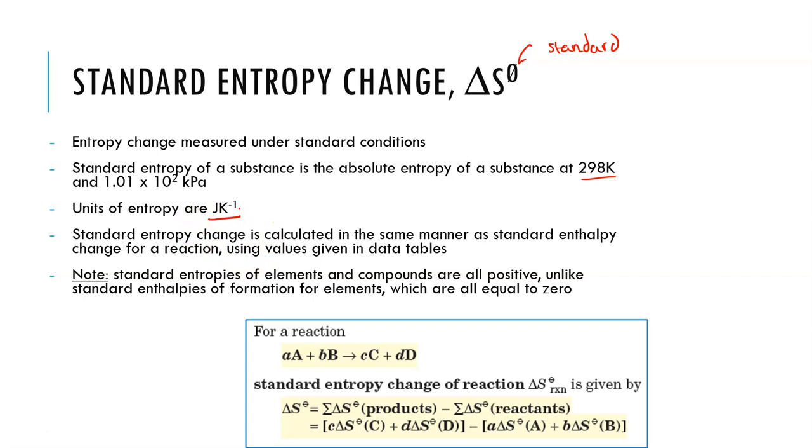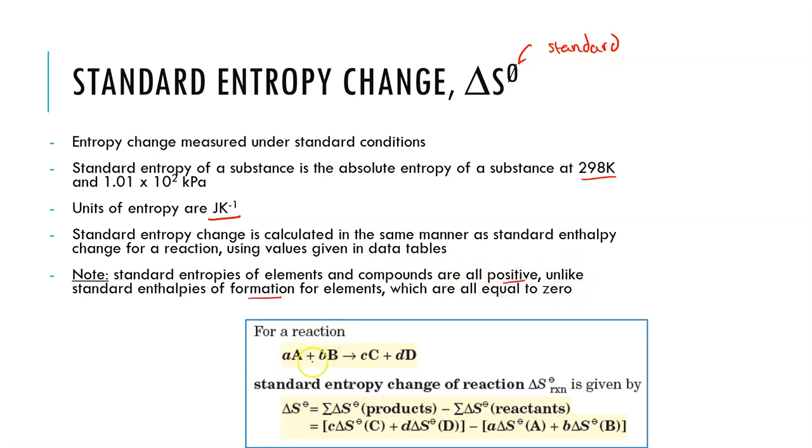Remembering that a lot of times we're going to be dealing with gases, so we want to have our temperature in Kelvin. The entropy change is calculated in the same manner as enthalpy change for a reaction using the values given in the data tables. So, standard entropies of elements and compounds are all positive, unlike standard enthalpies of formation, which are 0. So the standard entropies of elements and compounds are positive.